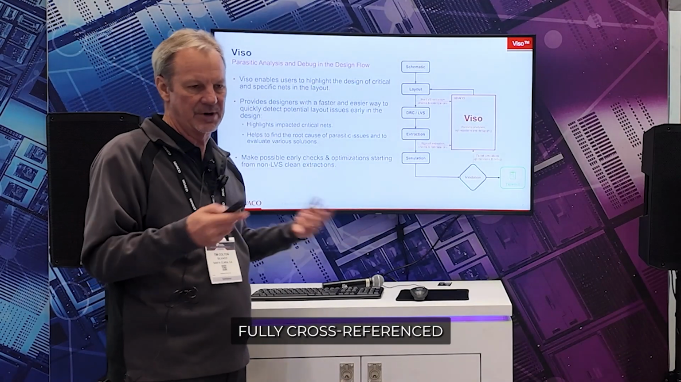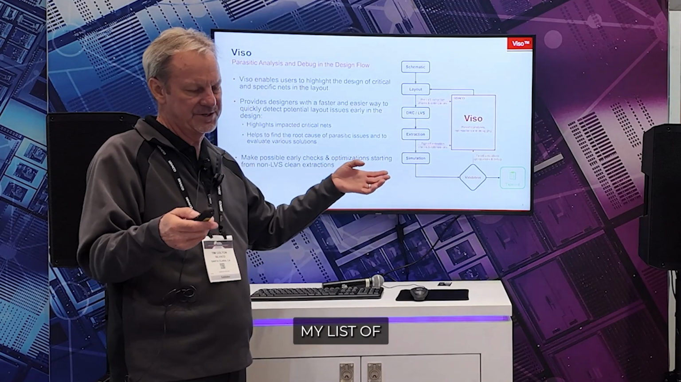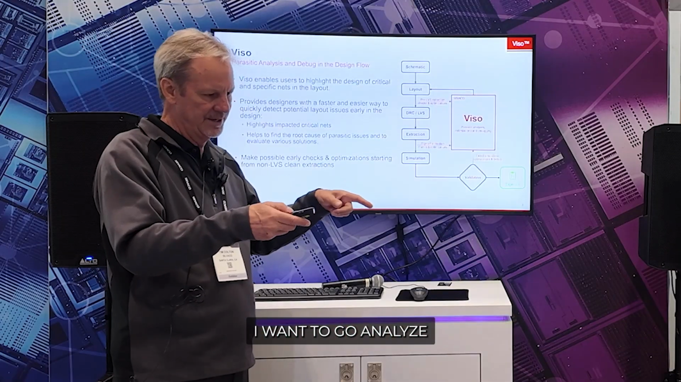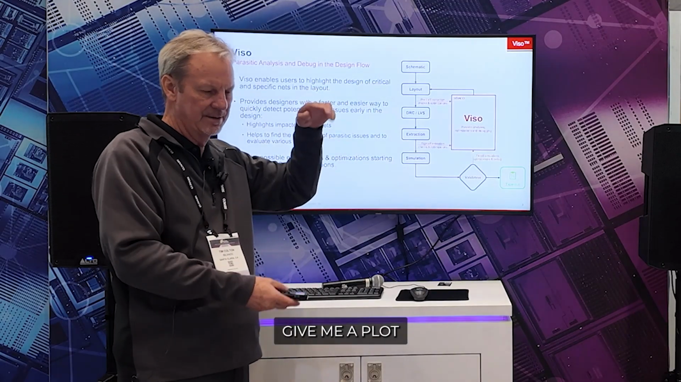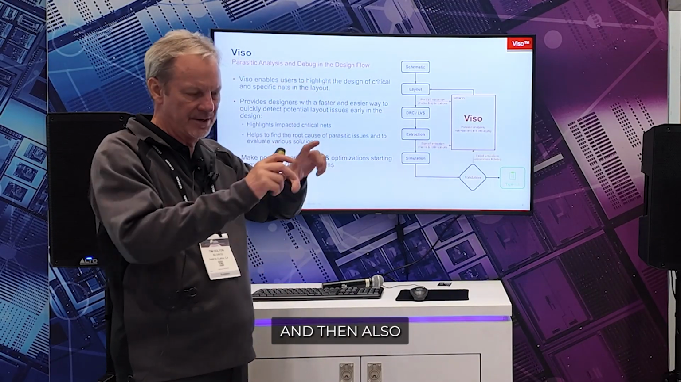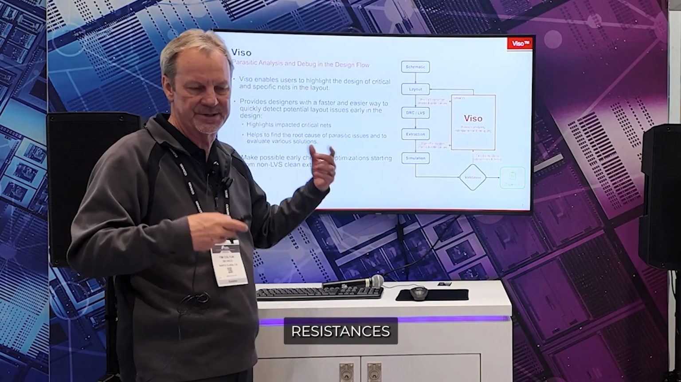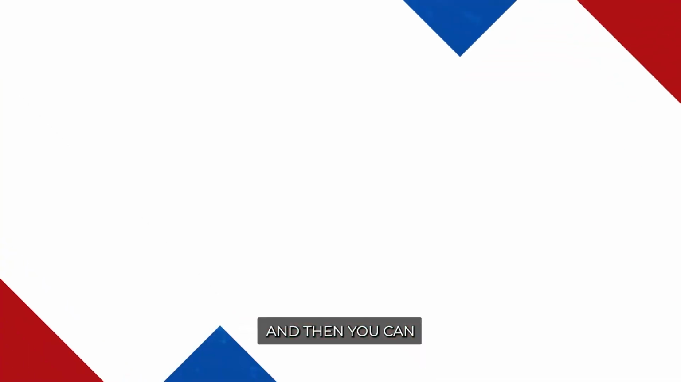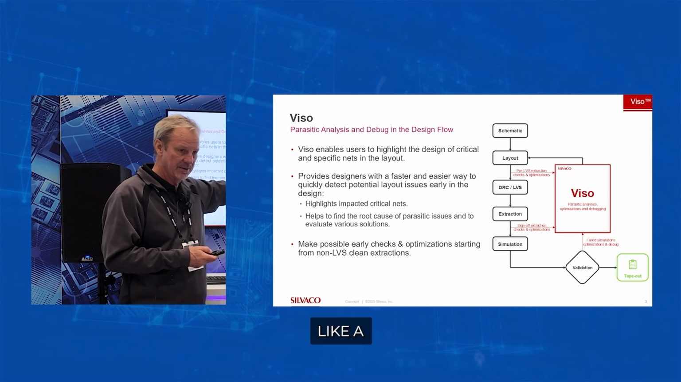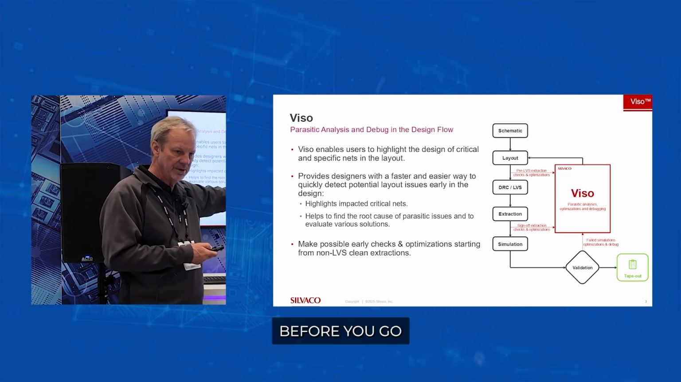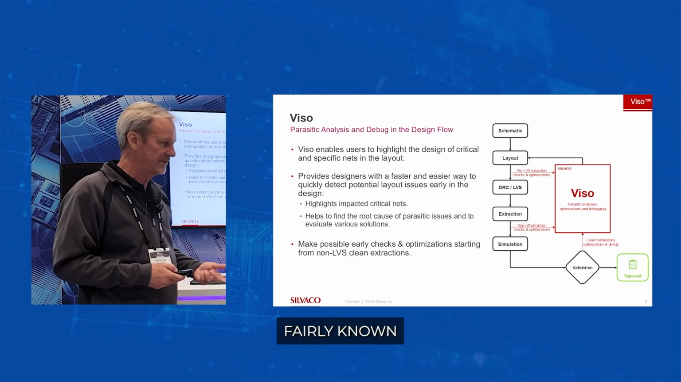The netlist is fully cross-referenced with the schematic, and you can put that into Viso and say, okay, here's my list of critical nets. I want to analyze point-to-point resistances on this group of nets. Give me a plot, show me graphically what this looks like, and also give me a table showing how it is sorted by delays, resistances, capacitances, and such. And then you can fix it in Viso before you get to simulation. It's a kind of scrubbing before you go into simulation, so by the time you get to simulation, it should be fairly known.